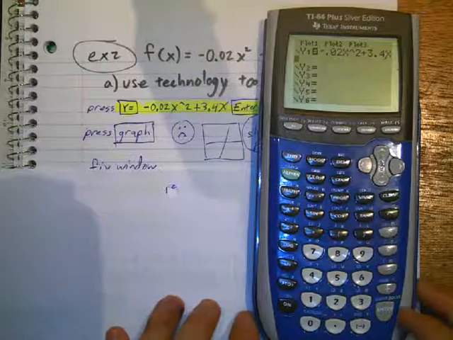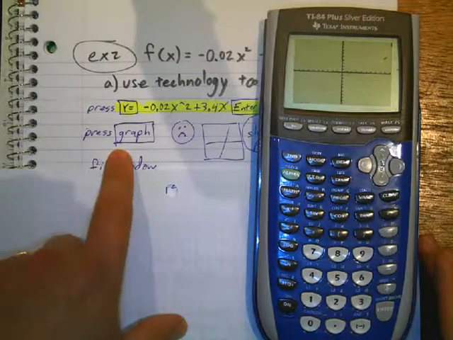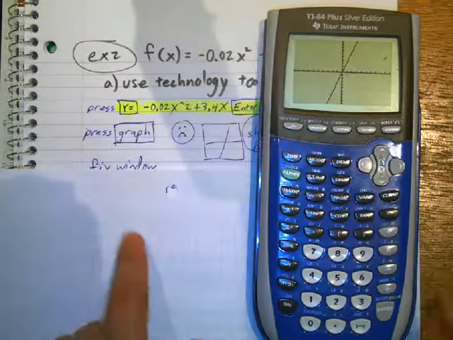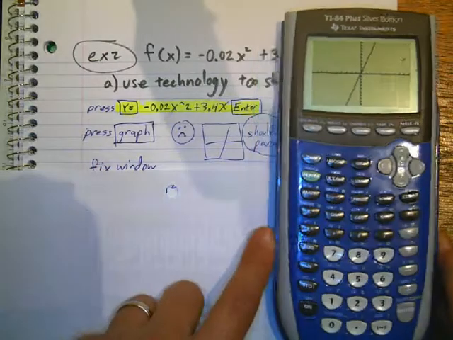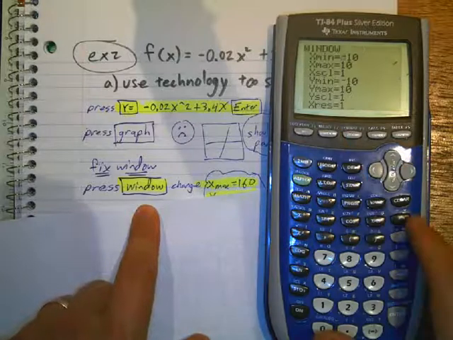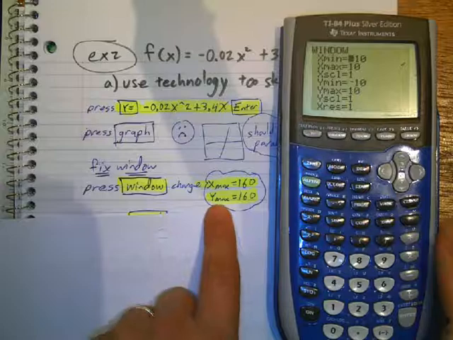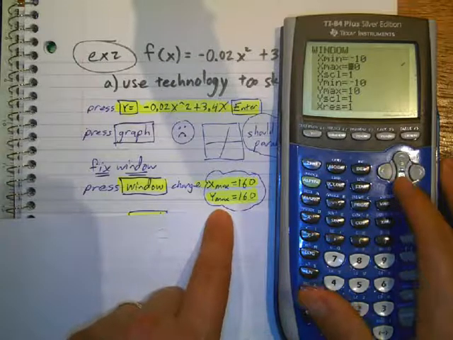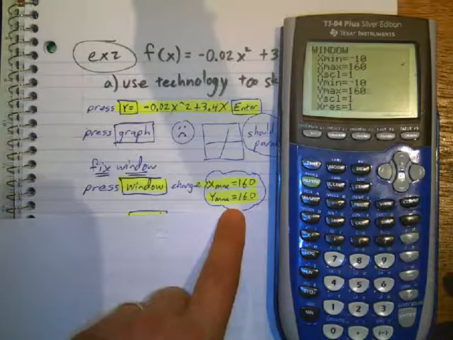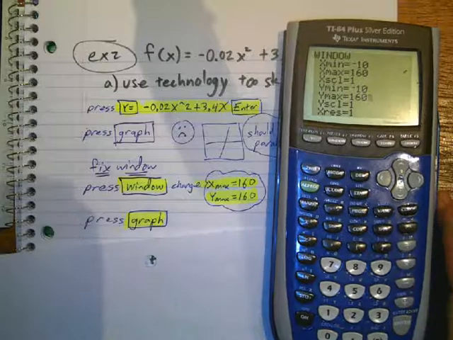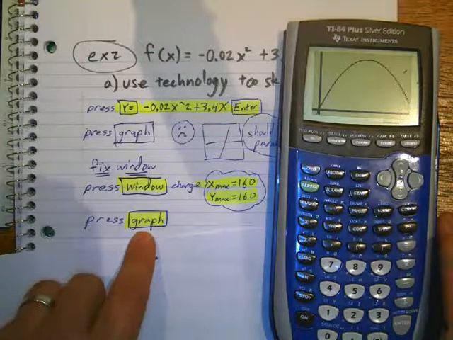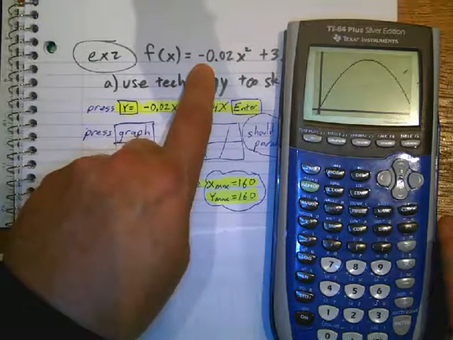Okay, and then I'm going to hit enter, and if I press graph, then I get something that looks like this. And this is supposed to be a parabola, not a straight line, so we need to fix the window. So I'm going to press window, and I need to change the x max and y max here. I'm going to change the x max to 160, and the y max to 160, and then press graph. And now we're going to get our parabola here. Notice it's upside down, and that's because of this negative. That's going to make the parabola upside down.